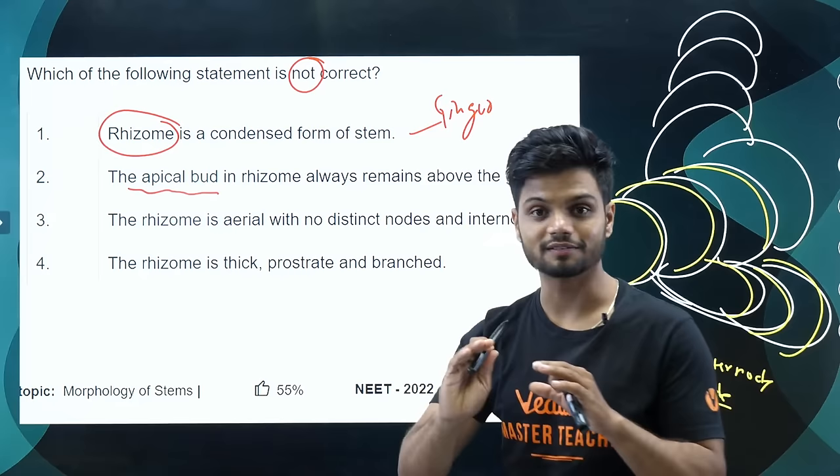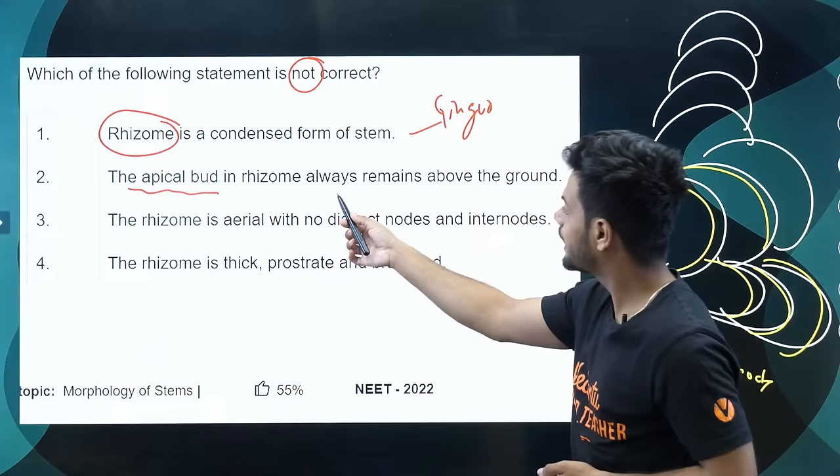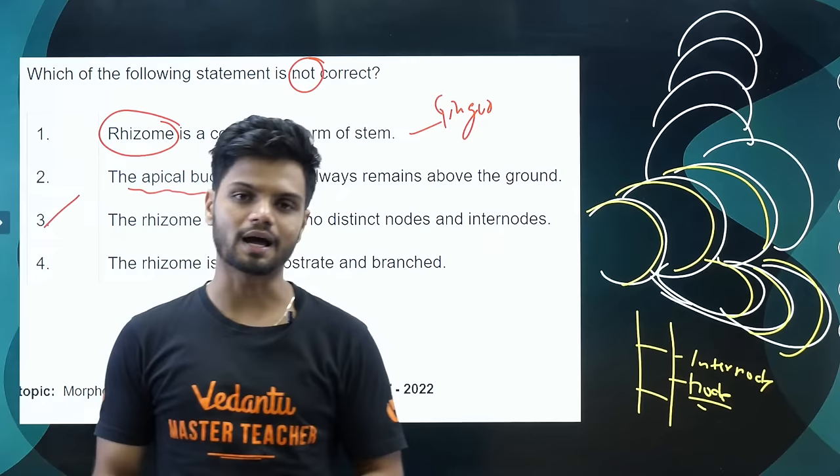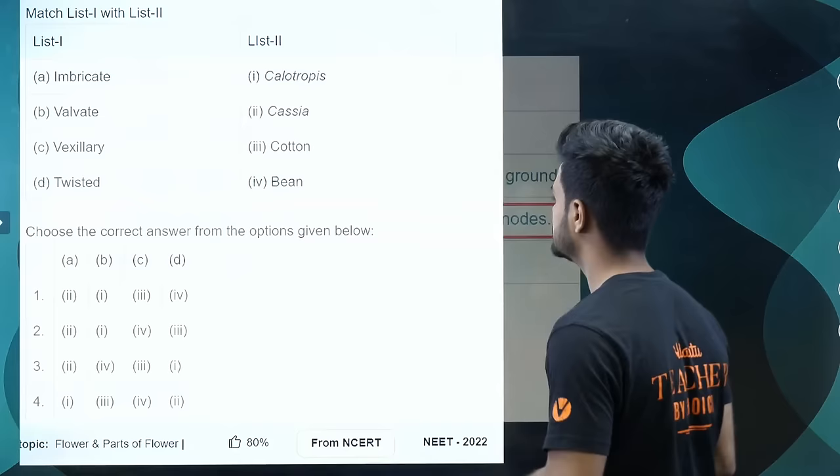The rhizome is aerial with no distinct node and internode. Obviously, this is the answer. Which is not correct, right? Not correct. We just now learnt rhizome or ginger has nodes and internodes. Answer number C. Easy question.